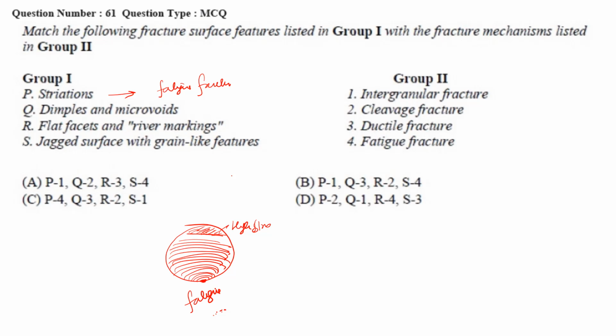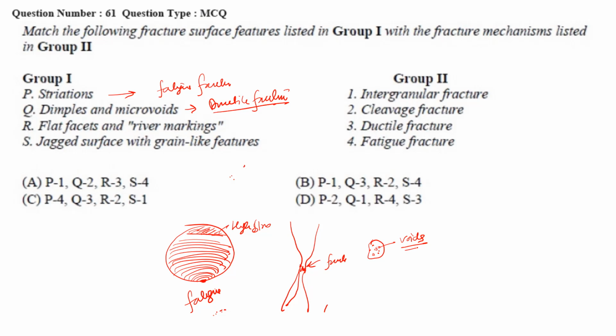The next is the dimples and microvoids. Dimples and microvoids are formed in ductile fracture, right? Suppose we do the tensile testing, right? So whenever this type of fracture takes place, and if you see the fracture surface of a ductile material, then there will be some kind of voids. These are termed microvoids.